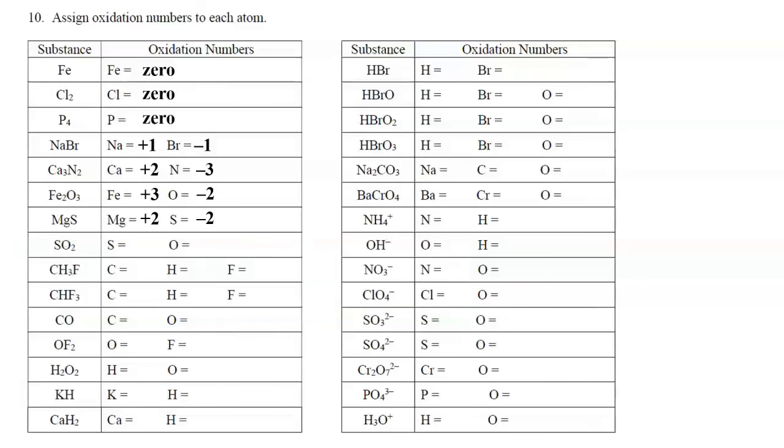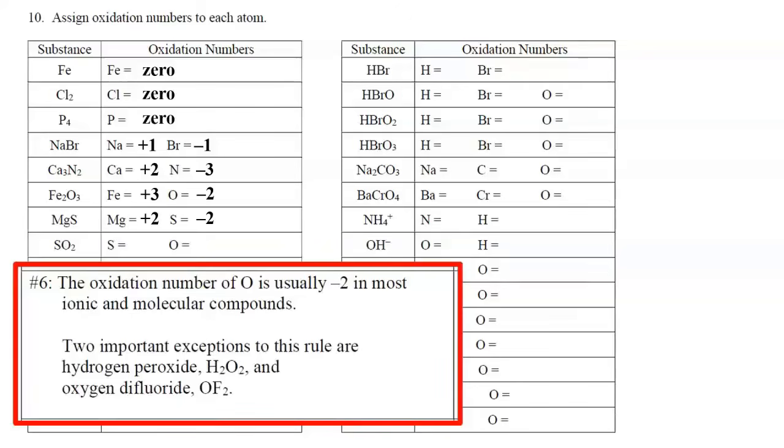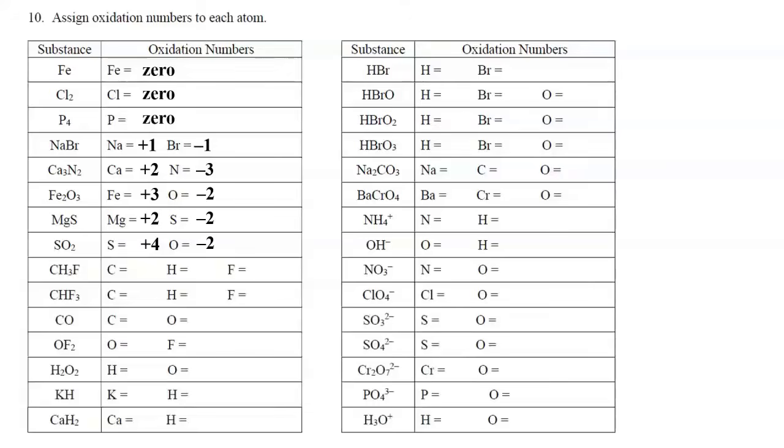All right, in our next example, we have sulfur dioxide. Oxidation number of oxygen is normally -2 in most ionic and molecular compounds. So sulfur would be +4 in the sulfur dioxide molecule. Again, we're trying to get the oxidation numbers to add up to equal 0 for a neutral compound.